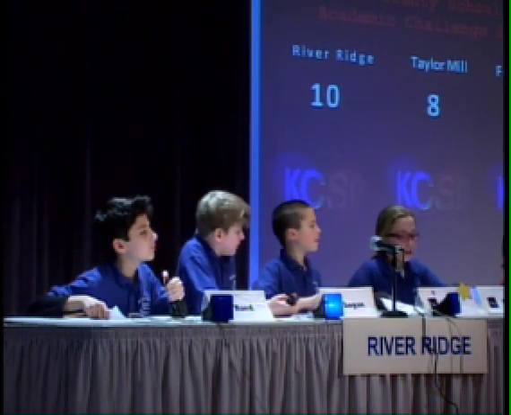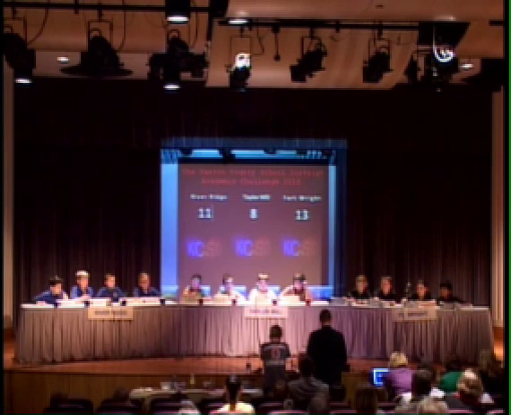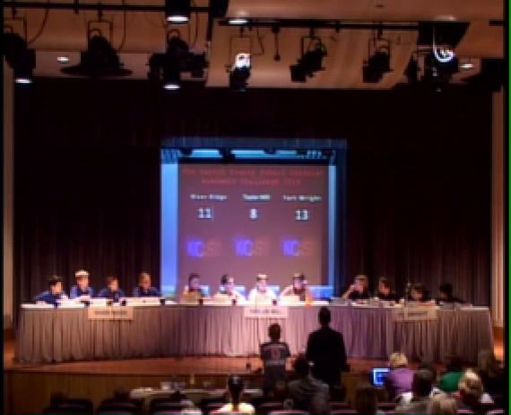Pattern. That's correct. Toss up 18. What is the portion of the earth between the solid outer layer and the inner layer? Taylor Mill Aiden. Mantle. That's correct.